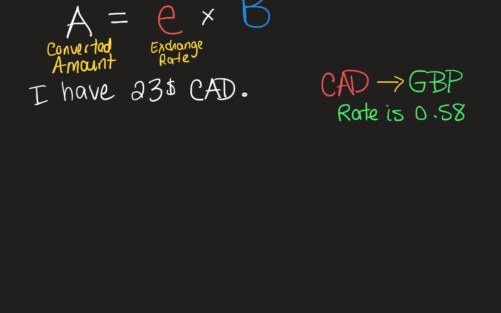And the B stands for the money that we have, right? So it stands for the original currency that we have, that we're trying to convert.